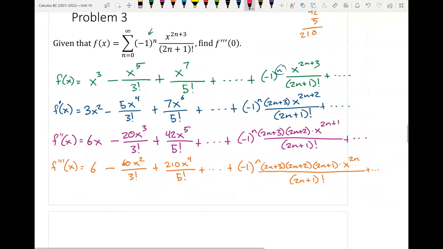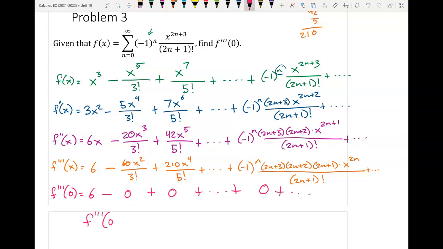I can go ahead and say, well then, what is f triple prime of 0? Well, that would be 6 minus, oh, that's 0, that's 0, and that's 0. So then, that's nice. My triple prime of f at 0 is just 6. And there we go. All right.